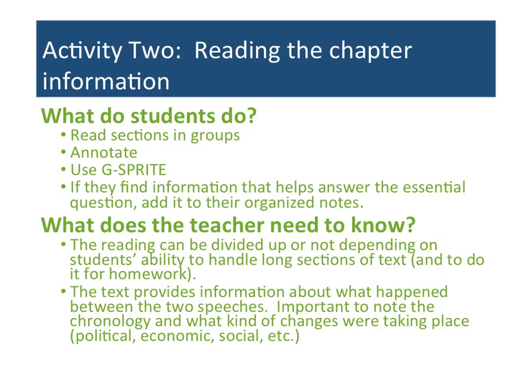In Activity 2, they're going to be reading the chapter information. They're going to read the sections of the chapter in groups. They're going to annotate. They're going to use GSprite. And if something helps students find an answer to the essential question, they're going to add it to their organized notes. Remember, they're keeping this idea of the essential question all throughout the unit. So every time they find something, they're going to put that in their notes.